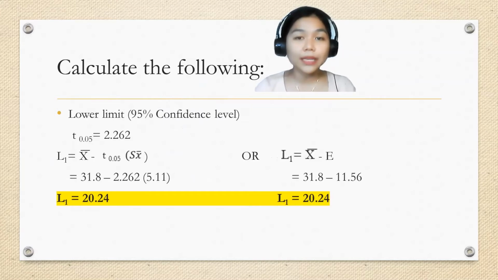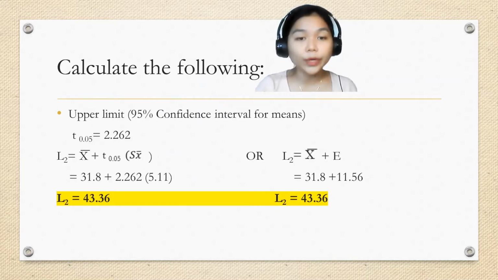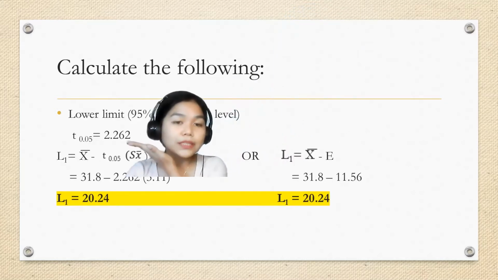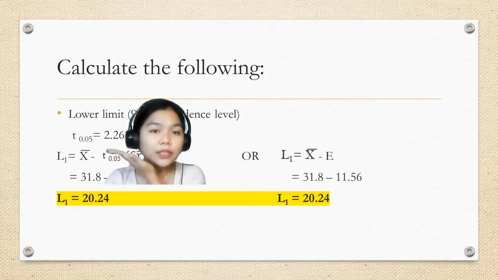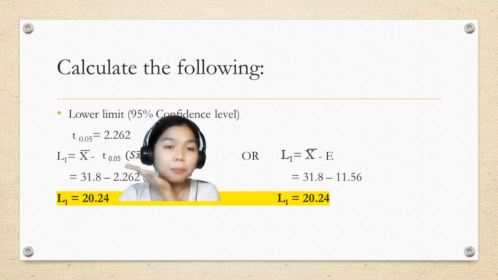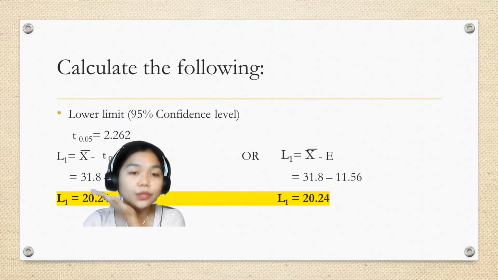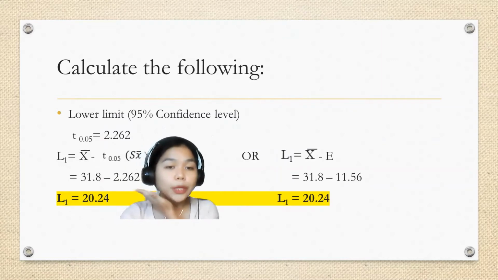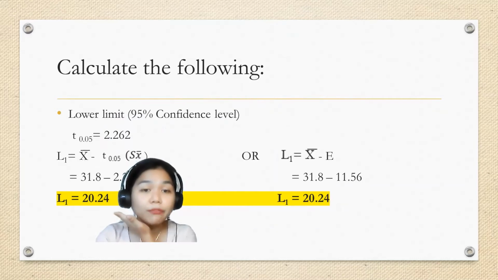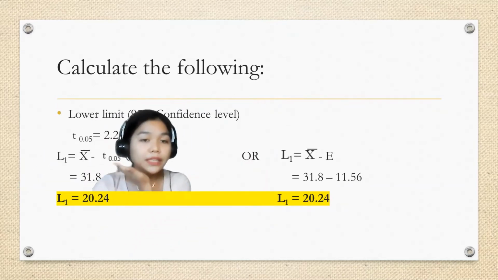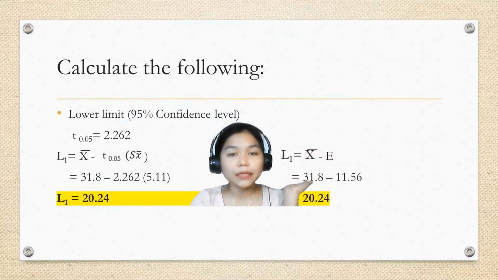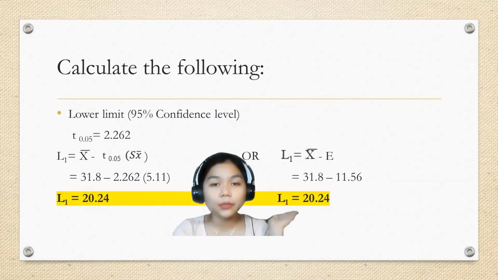Now we can get the lower limit and the upper limit for the 95% confidence interval. 2.262 is our t alpha at 0.05. To compute for the lower limit, it's just the mean minus the t alpha at 0.05 times the standard error. So 31.8, the mean, minus 2.262 times 5.11. The answer is 20.24. The other way of getting this is simple, because we know that this is the margin of error. So simply subtract the margin of error from the mean. So 31.8 minus 11.56 is equal to 20.24.